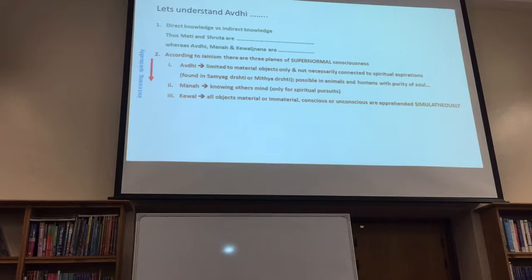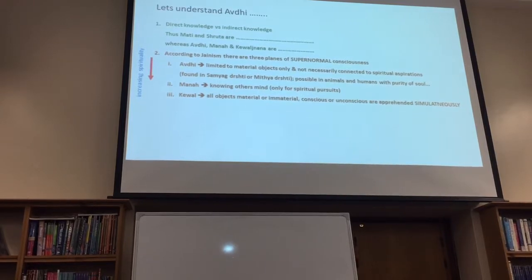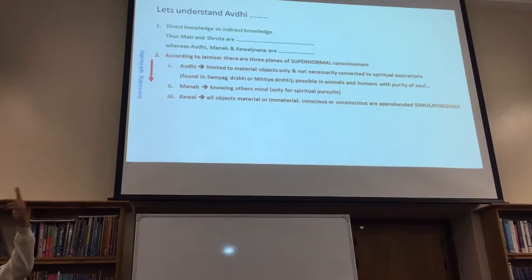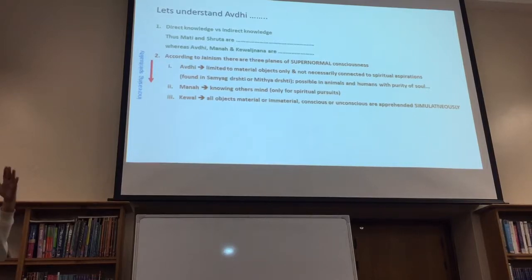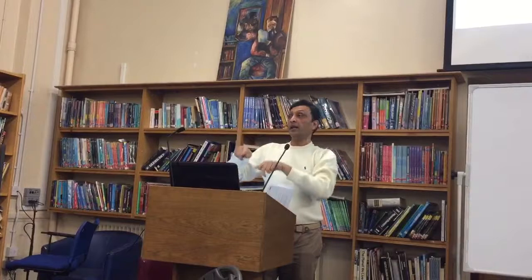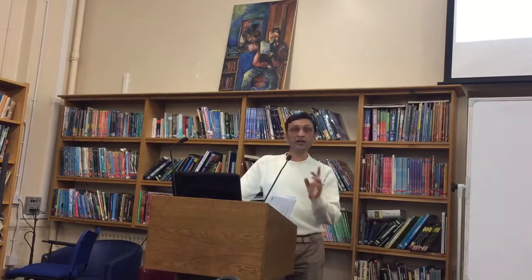Avdhijnana means I have the capability to look at material objects only. So Athena, if I had Avdhijnana, depending on how powerful it is, I could see in Kenya or in Harrow or somewhere far away from here, any material object, and have that knowledge as vividly as a book lying here. It's important that it's a material object. So that object I can see.